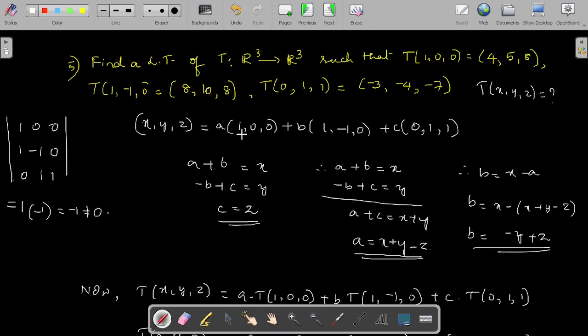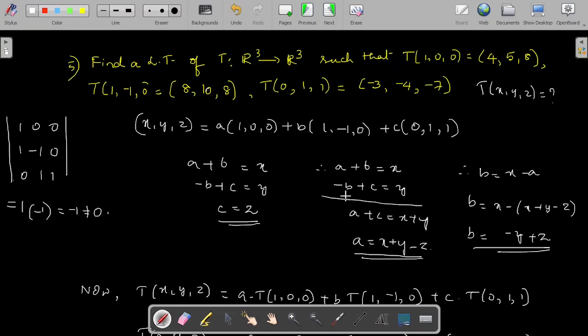So I'll take a into (1, 0, 0) plus b into (1, -1, 0) plus c into (0, 1, 1). When you expand this, a plus b equals x, then a·0 minus b plus c equals the second coordinate y. Similarly, c equals z because these two are 0. So I want the values of a, b, c, these scalars. So a plus b equals x, minus b plus c equals y, c equals z, given.